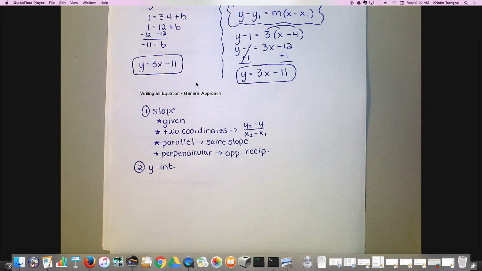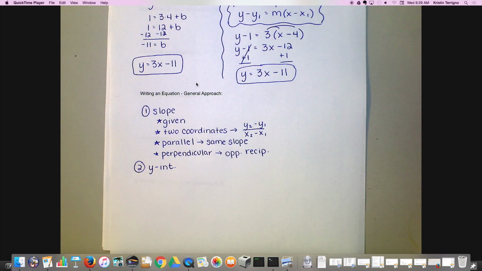Either it'll just hand you the slope, or it'll give you some coordinates you can work with to find the slope, or it'll give you a parallel or perpendicular line and you can take the slope from it that way. Okay? Questions on any of those?